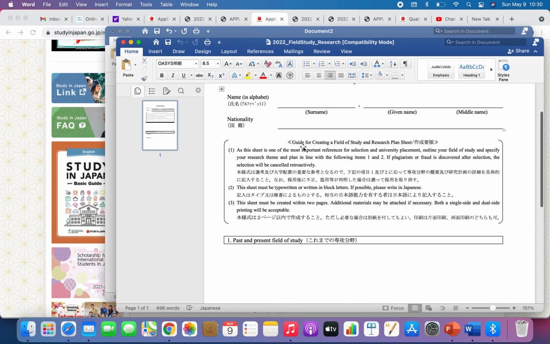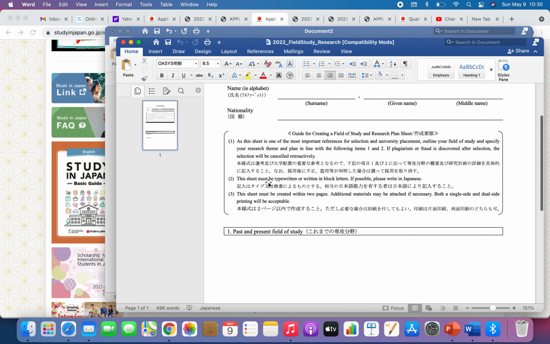It says guide for creating a field of study and research plan sheet. As this sheet is one of the most important references for selection and university placements, outline your field of study and specify your research theme and plan in line with the following items 1 and 2. If plagiarism or fraud is discovered after selection, the selection will be cancelled retroactively. So you should be careful not to copy anyone's research plan or write-up. You should write your own. It should be authentic. This sheet must be typewritten or written in block.